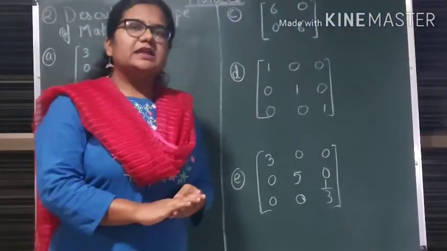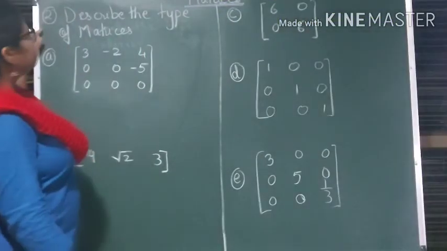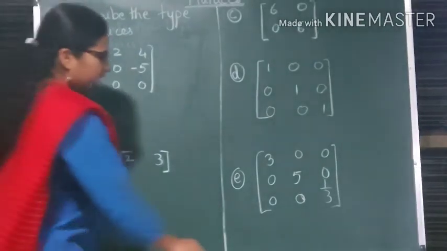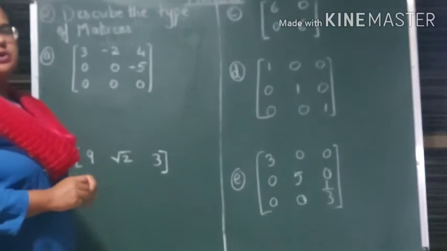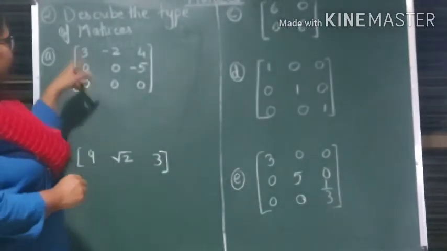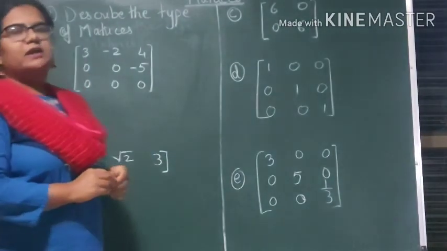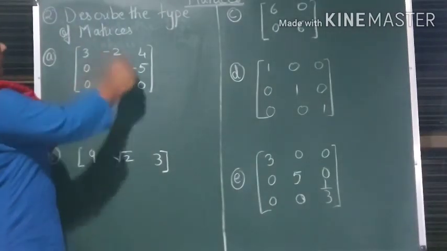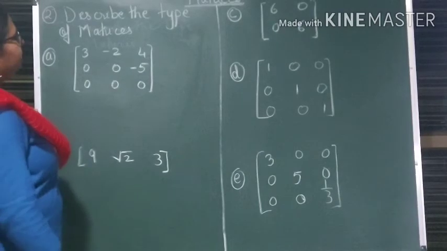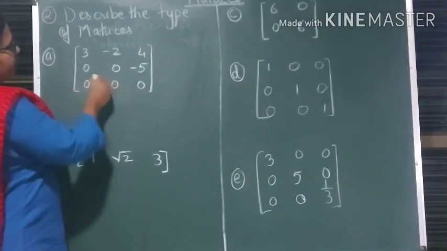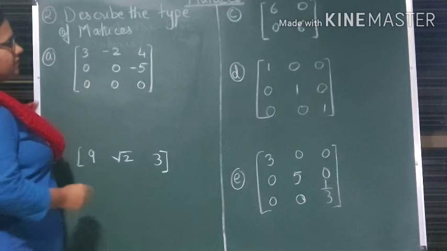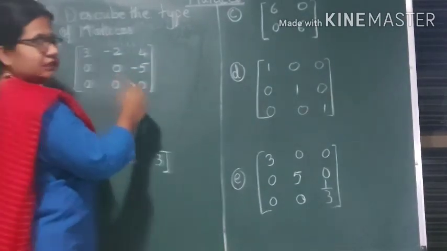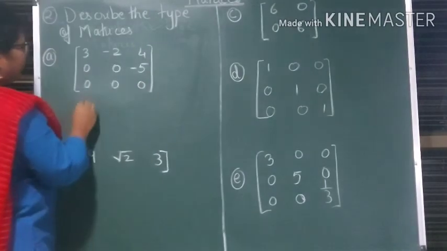Now we will see the next example. In the next example, we have to describe the type of the matrices. Already we have seen the types of matrices in the previous video. Now I have taken 5 examples and you have to tell which type of matrix it is. Now look at this example. It is a square matrix. The lower triangular elements are 0 and the upper triangular elements are non-zero. That means this is an upper triangular matrix.